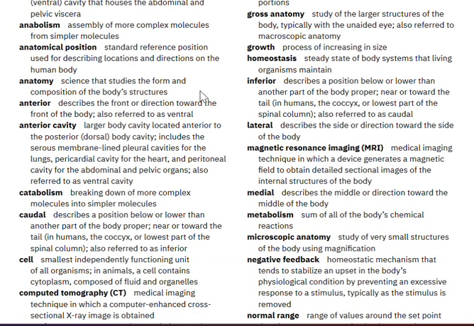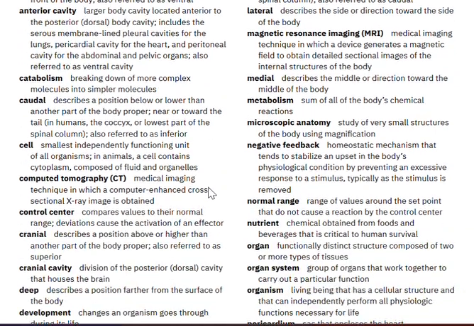Anatomy is science that studies the form and composition of the body structures. Anterior, front of the body. Anterior cavity, larger body cavity located anterior to the posterior body cavity. Encloses serous membrane, lined pleural cavities for the lungs, pericardial cavity for the heart, and peritoneal cavity for the abdominal and pelvic organs, also referred to as ventral cavity.